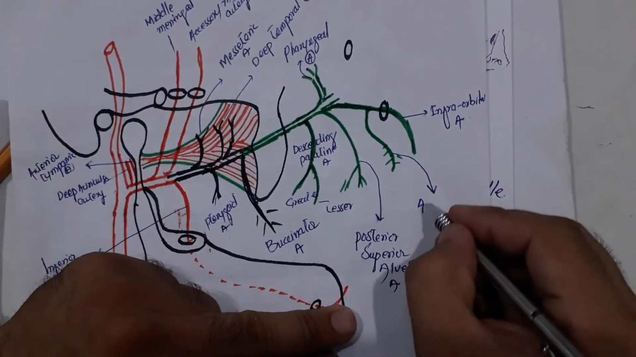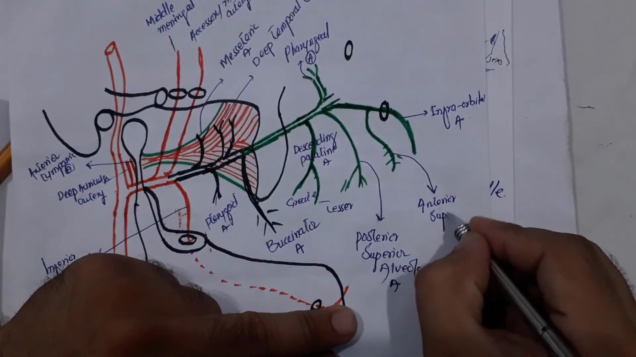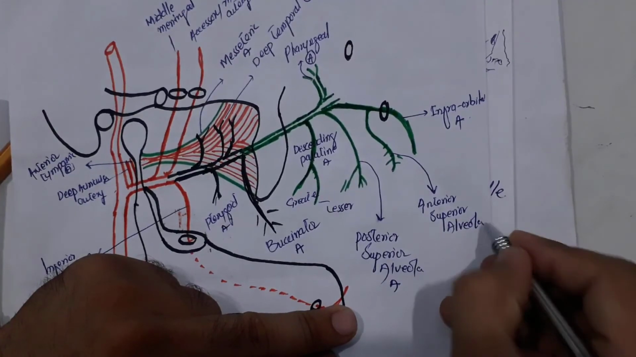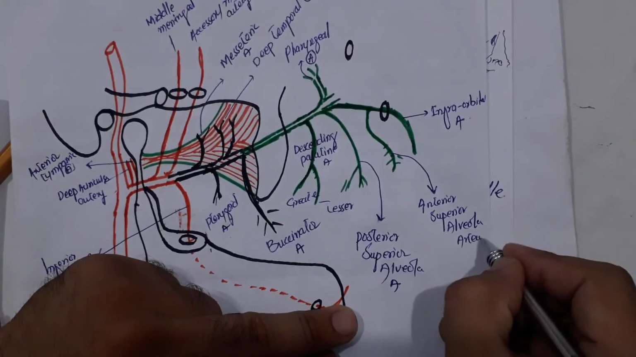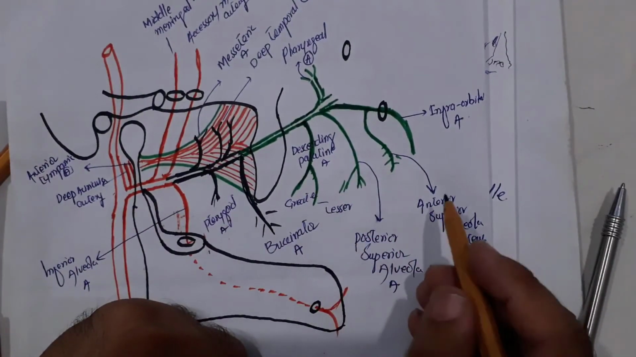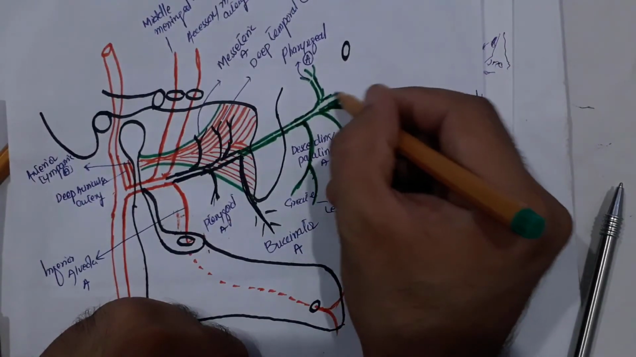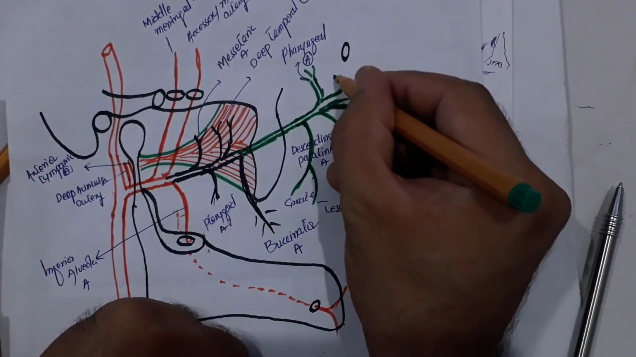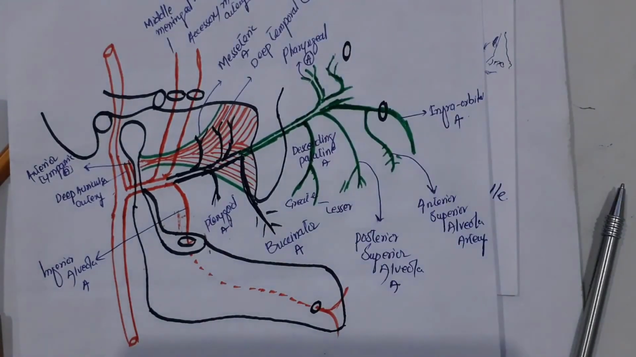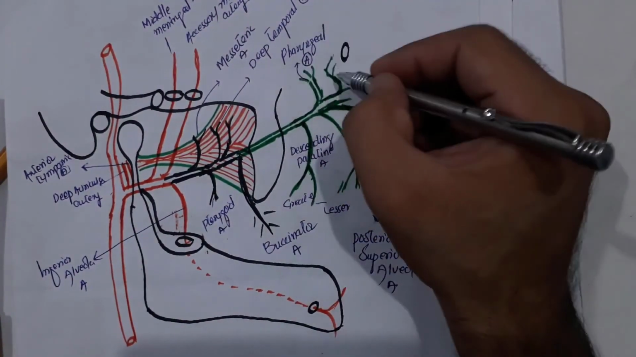There is the posterior superior alveolar, and this is the anterior superior alveolar artery. I hope you are making sense of it. Then further moving forward, here is another small branch which separates from this artery. This is the artery of the pterygoid canal.